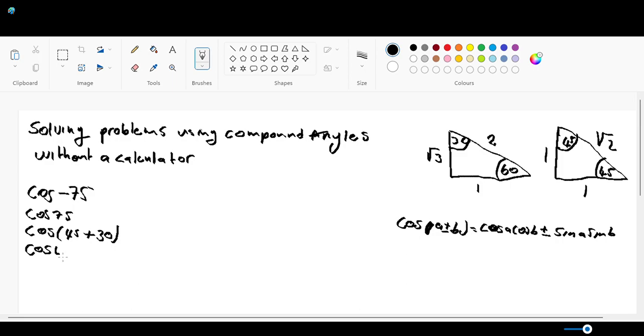Now 45 multiplied by, remember it's cos, right? Cos 30. So in this case, remember 45 is A and 30 is B. If you look on your right hand side on that formula there, we have A and B.